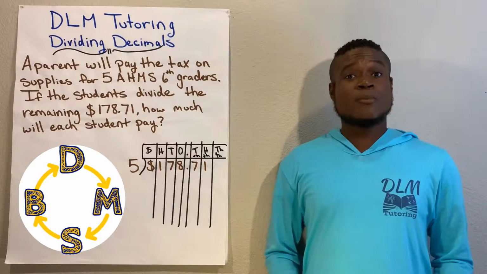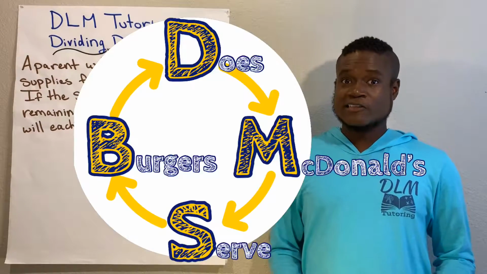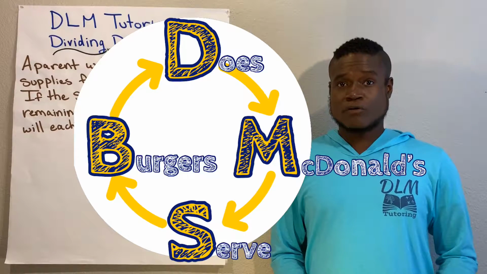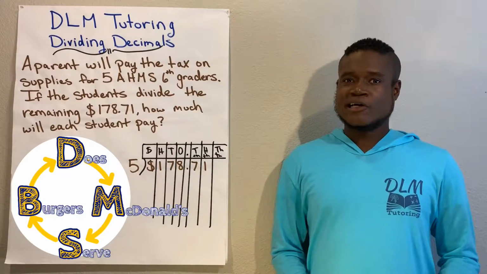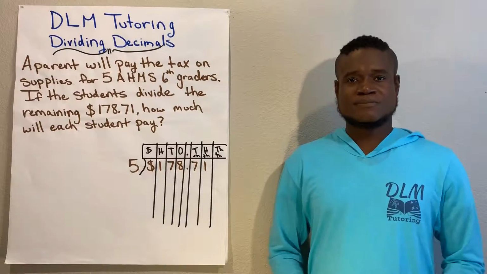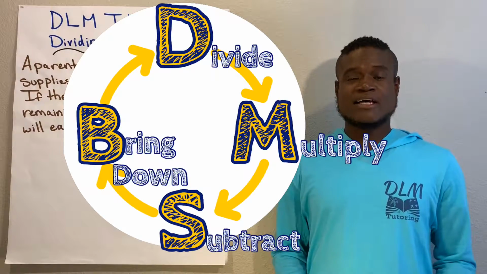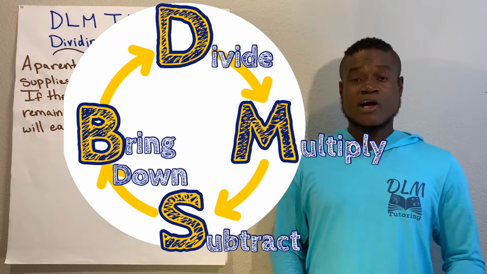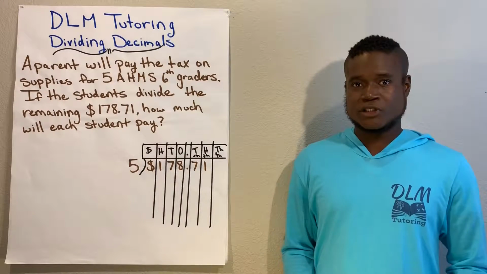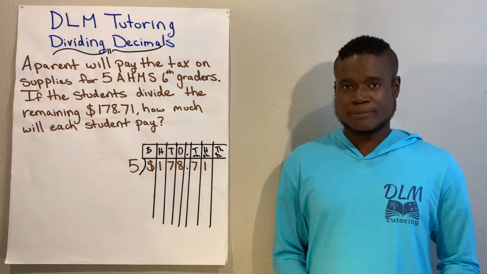Now, in order to divide, it's important to remember the process of division. So I use a mnemonic device, and it's called, Does McDonald's serve burgers? Again, does McDonald's serve burgers? So that tells us the cycle of divide, multiply, subtract, and bring down until we get our final quotient, or the answer to our division problem.